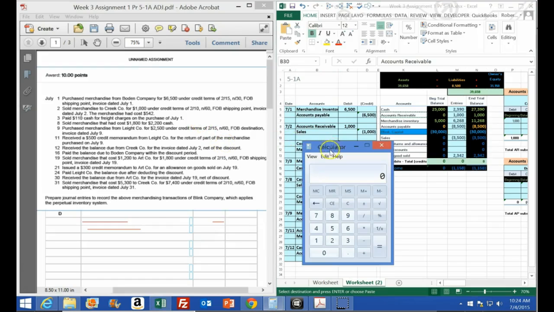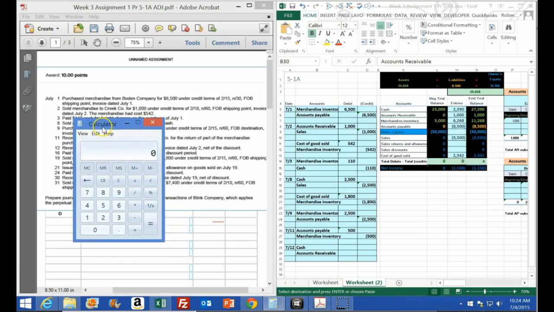We can calculate this a couple different ways. We could say that they owed us $1,000 and we have a 2% discount. So we can say that times 0.02, that's the amount of the discount, $20. So if we took the $1,000 minus the 20, that would mean we're going to receive $980.